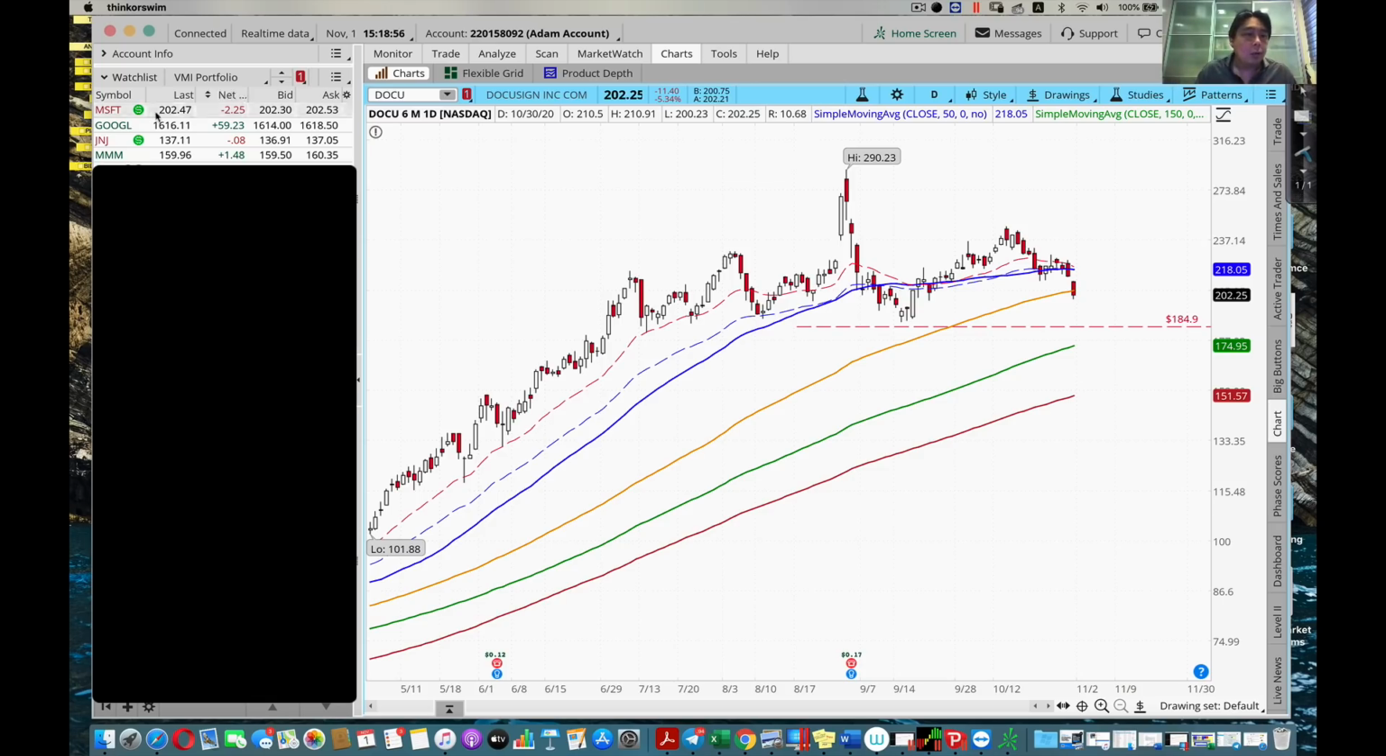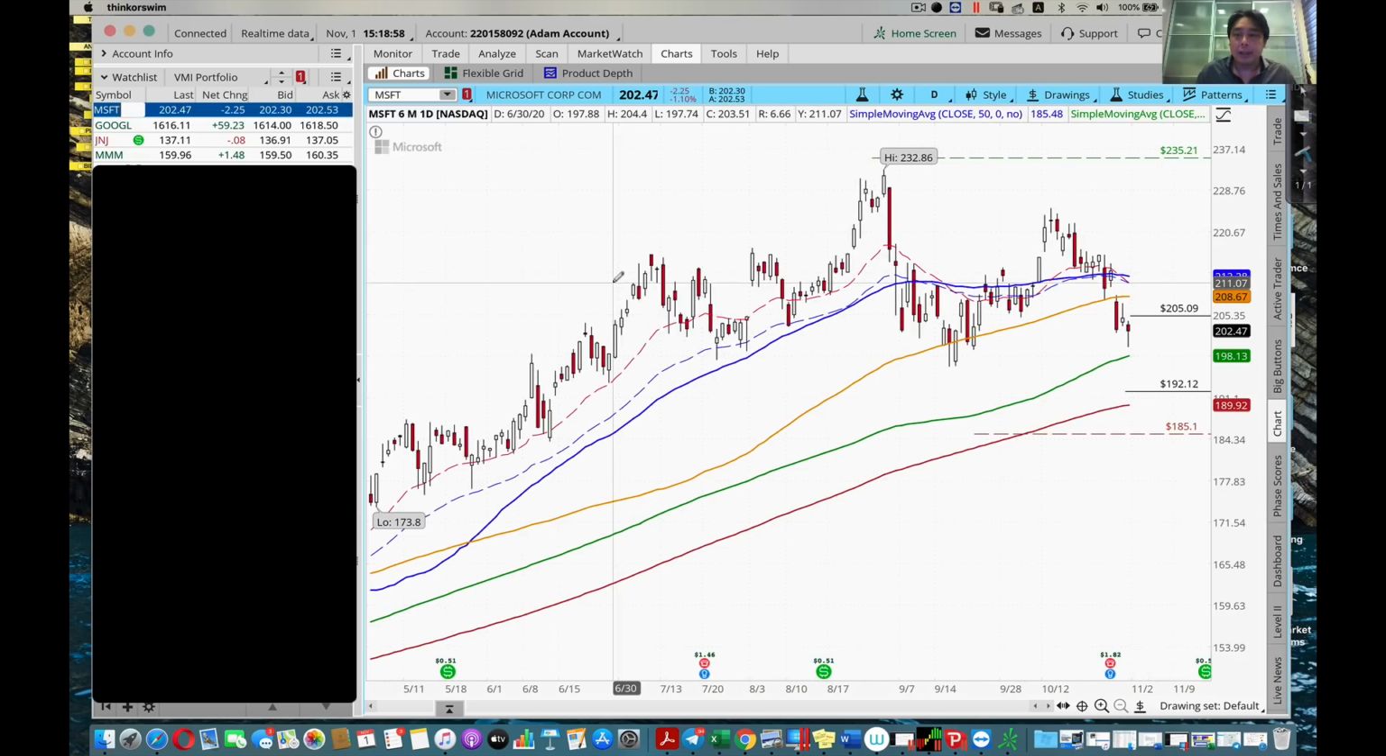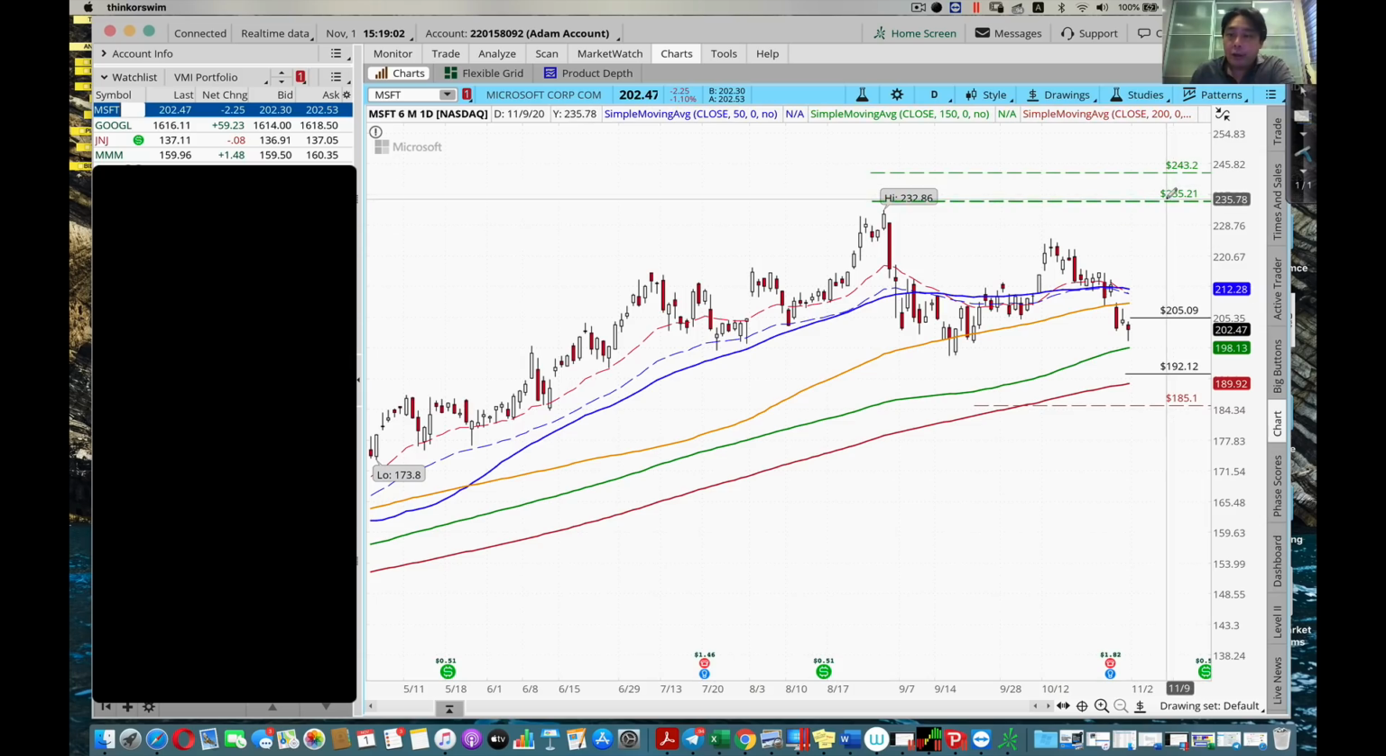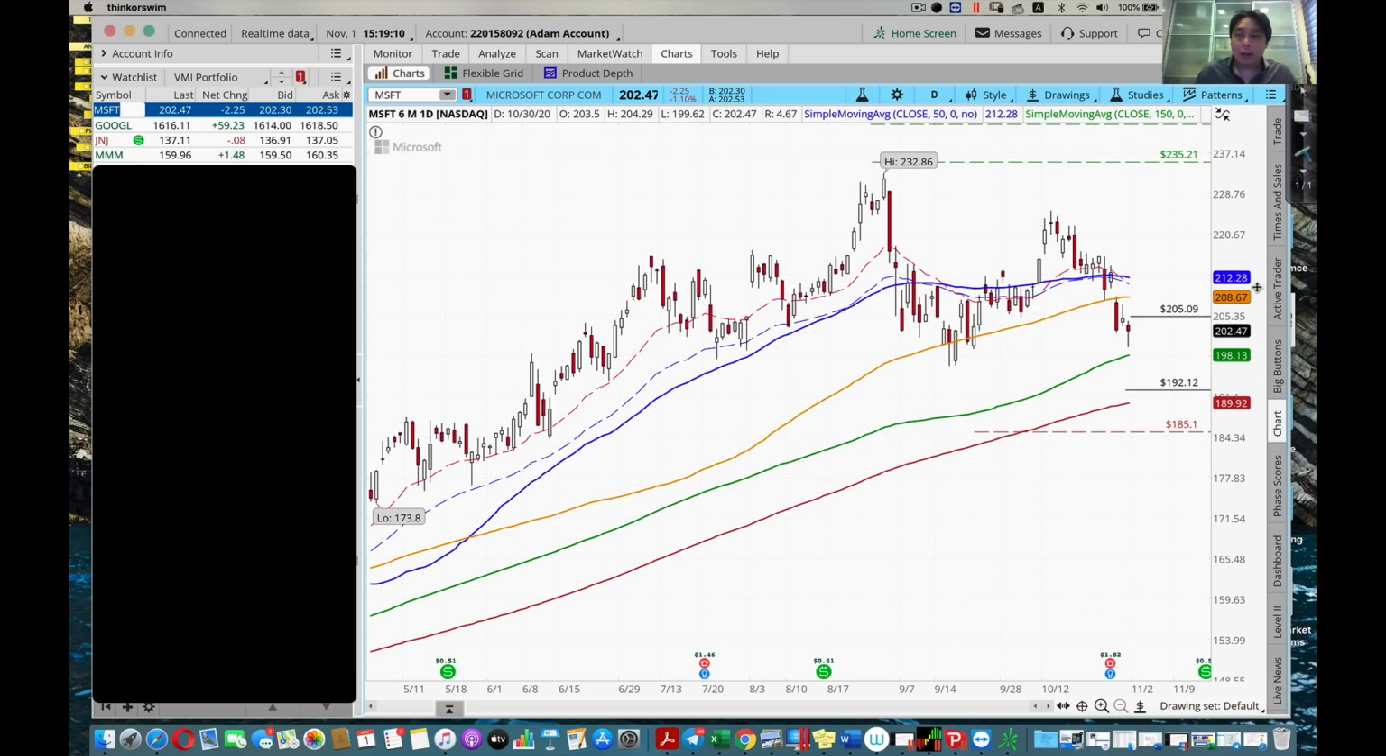First, we have Microsoft, which just announced great earnings. So the intrinsic value is between 235 to 243. Currently at 202, it's significantly undervalued, but we want to look at the charts as well. Like I said, most of the tech stocks sold off and retraced, and you want to buy when there's a retracement. You want to buy when there's fear, so you get a good price.